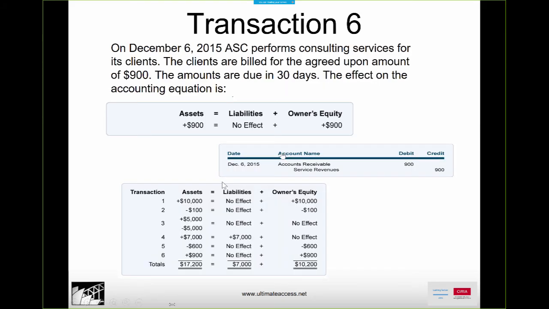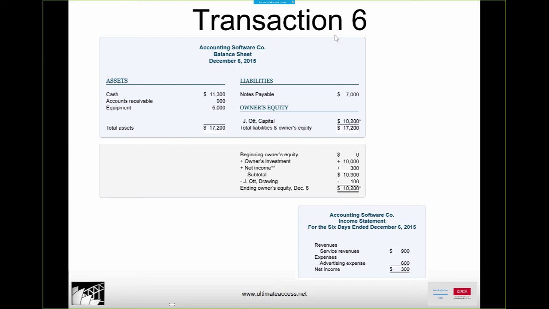Assets 900, yeah, it's because of the debtors. And then owner's equity is impacted. Why is it impacted? It doesn't matter whether it's a debtor or not, right? The way we are looking at it is now we've got a revenue. Previously with the 600 expense, we didn't have a revenue. Remember, I said if there is a net income, we need to include it here, right?